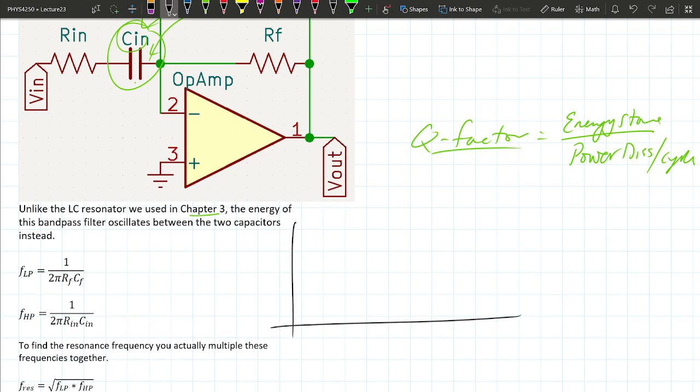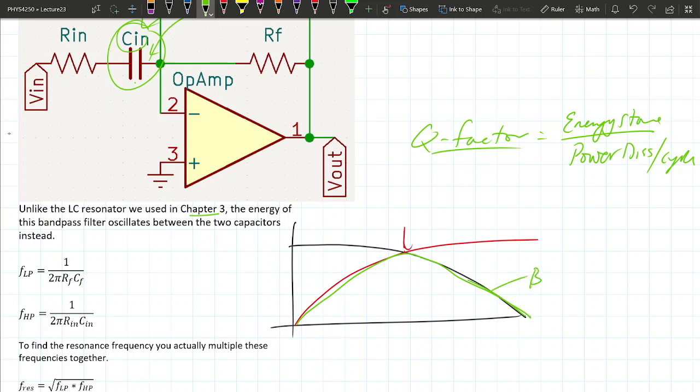But what you can do is physically derive this, because what's happening is that you have a low pass filter, which I'm going to draw like this, and then you have a high pass filter, which goes like this. The actual filter you're getting is this. That's the bandpass. This is your bandpass, this is your low pass, and red is your high pass.